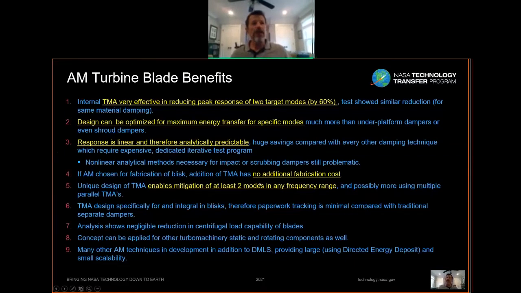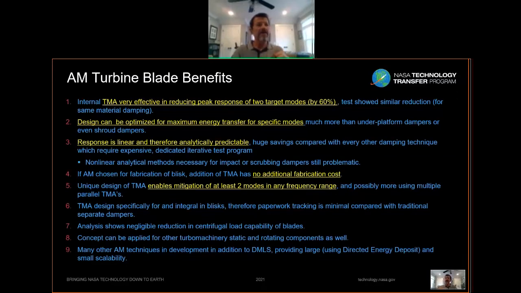One thing that's really cool is, unlike traditional dampers, where you have to build a bunch of little bitty dampers and stick them in there, which is a huge cost, there is zero additional fabrication cost when you implement these tuned mass absorbers into an additively manufactured turbine blisk. The only thing you have to do afterwards is get an air gun and blow out the powder through the holes. So no additional fabrication cost.